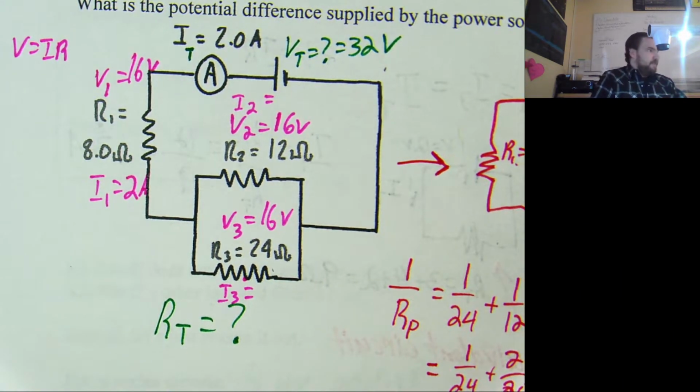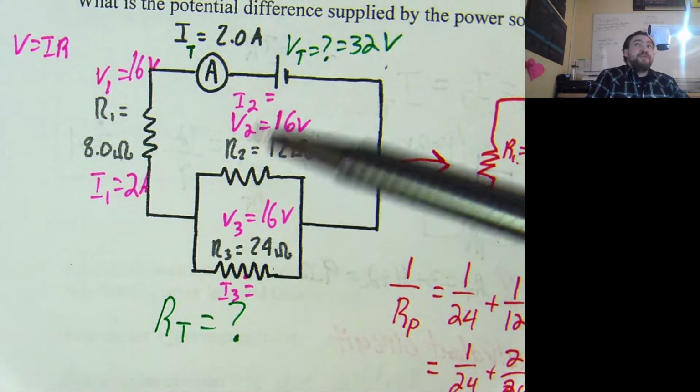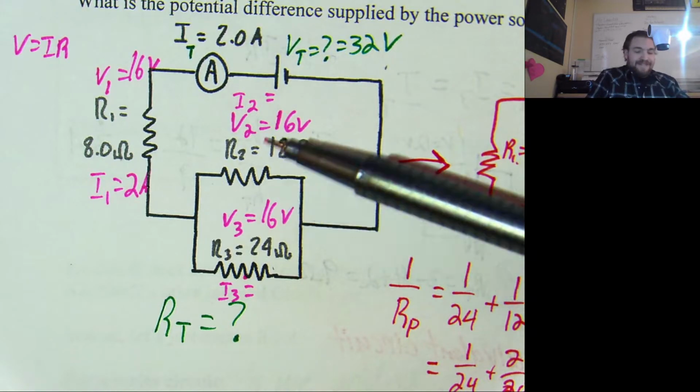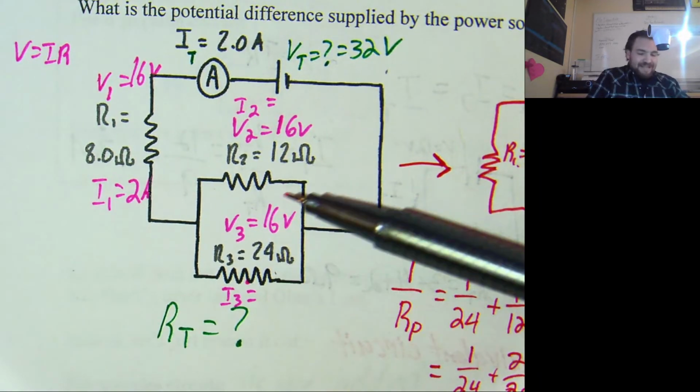Currents, though, split. The difference is, current is a concrete object actually moving through space. Voltage is a concept of how much energy is present. So it doesn't matter which path the electrons take, they have to use the 16 volts of energy. But some of them are going to go down this one, and some of them are going to go down this one.